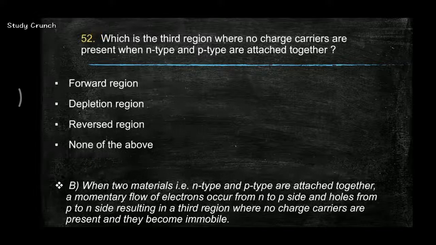Next, which is the third region where no charge carriers are present when n-type and p-type are attached together? So the answer is B, that is depletion region. When two materials, that is n-type and p-type, are attached together, a momentary flow of electrons occurs from n to p side and holes from p to n side, resulting in a third region where no charges are present and they become immobile.